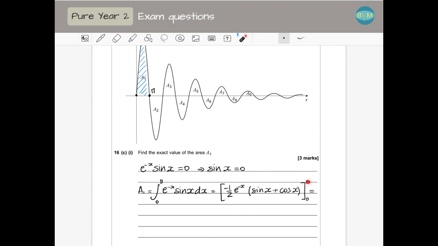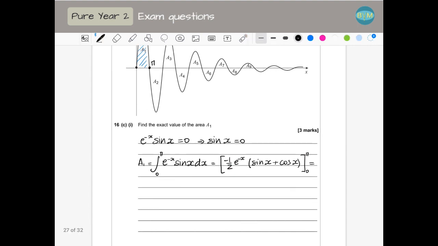When we substitute pi, we have minus 1/2 e to the power of minus pi. Sine pi is 0, cos pi is minus 1, so times minus 1. And then minus, I'm going to substitute 0. E to the power of 0 is 1, so I have minus 1/2. And multiplying, sine of 0 is 0, cos of 0 is 1, so times 1, I just leave the minus 1.